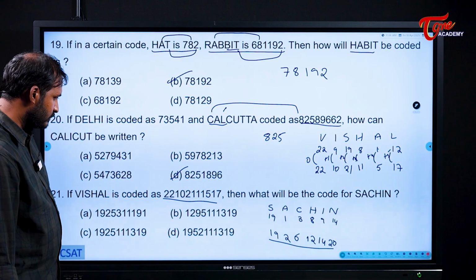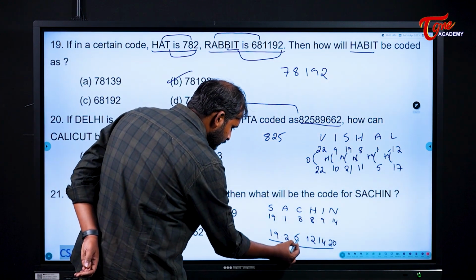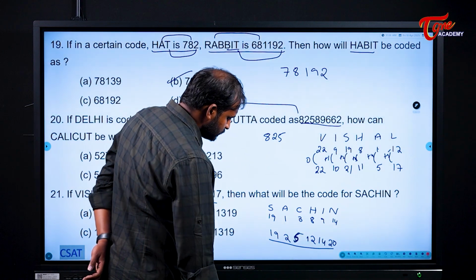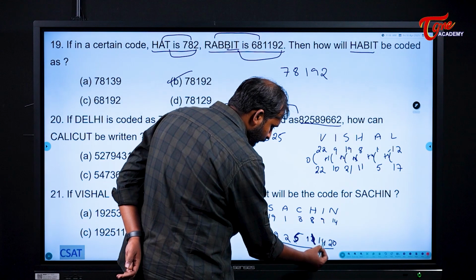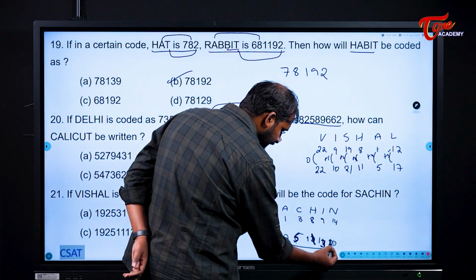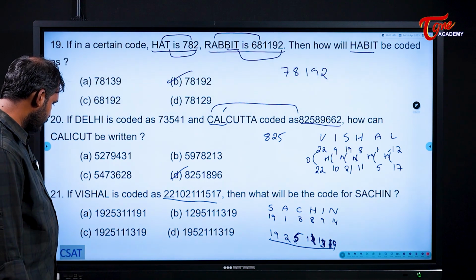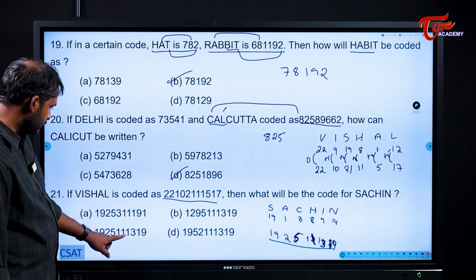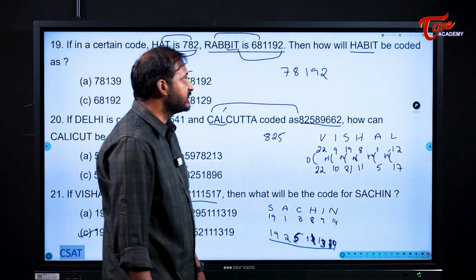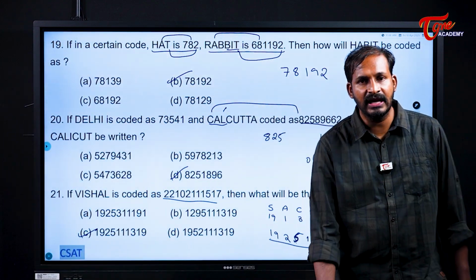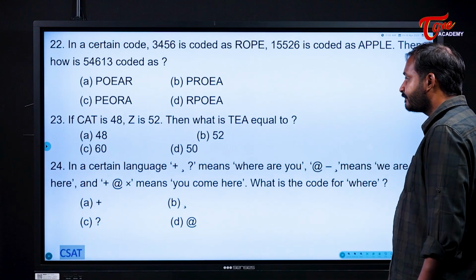19, 2, 6 plus 2, right? So okay, plus 2, 0, 1, 2, 3, 4, 5. Sorry, we skipped one thing. So 19, 2, 5, 11, 13, 19. So option C will be the correct answer for us in this case. Understood? See the next one.